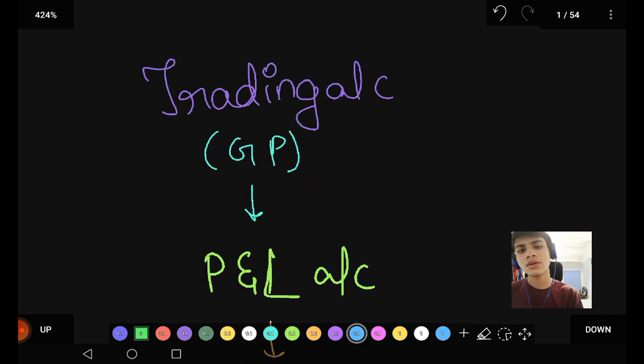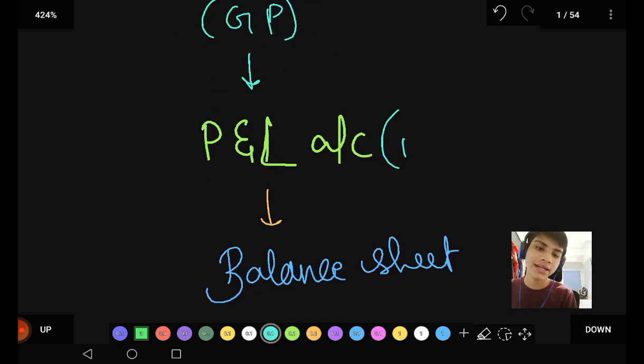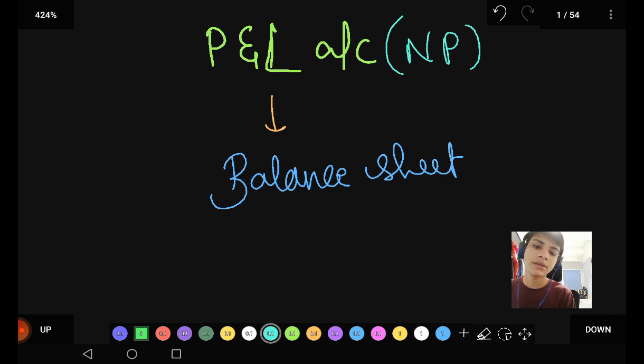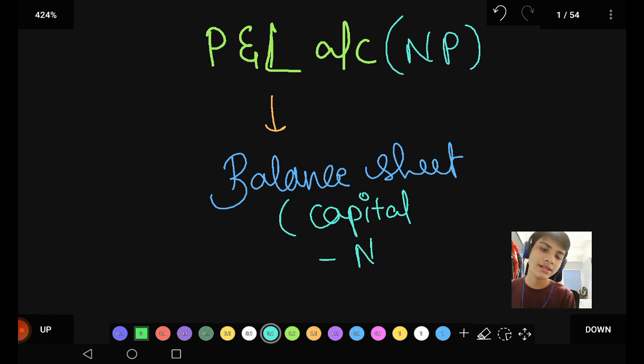First you have your trading account, and from your trading account you find out what the gross profit is. Then you move your gross profit to the P&L account, and in the P&L account you obtain something called net profit, which you add to the capital that is present in the balance sheet. So you do it like this: capital plus net profit, or you subtract net loss, whatever that is, you do that in the balance sheet. We have seen this in our previous sessions: finding the gross profit, transferring it to P&L, then finding net profit, and going to the balance sheet.